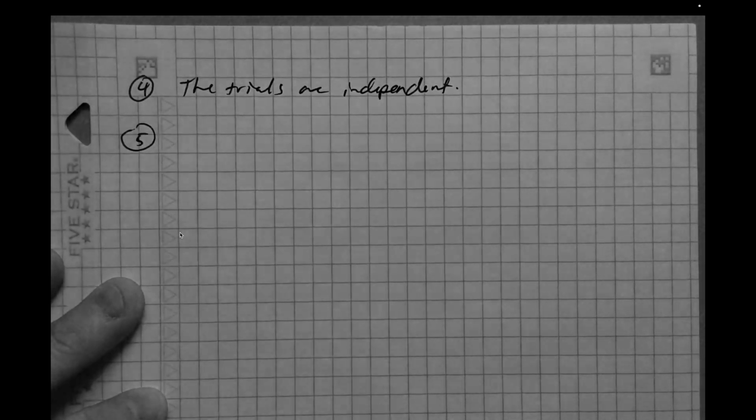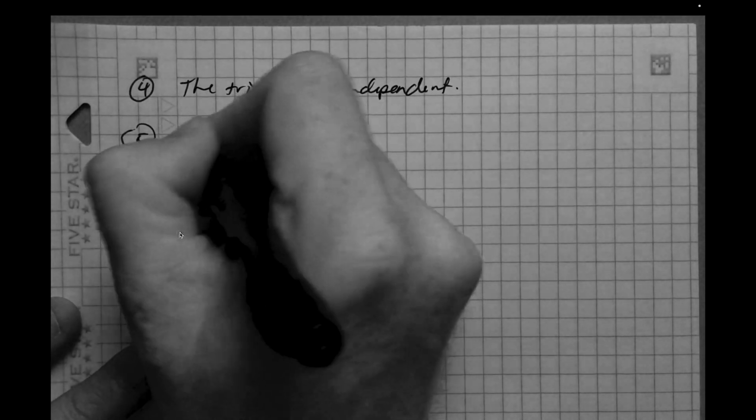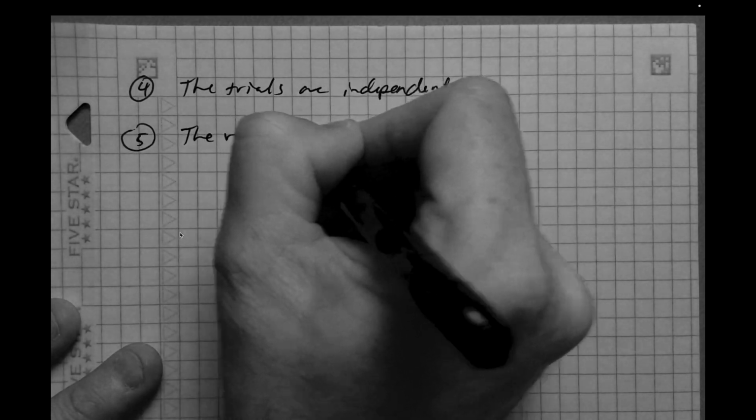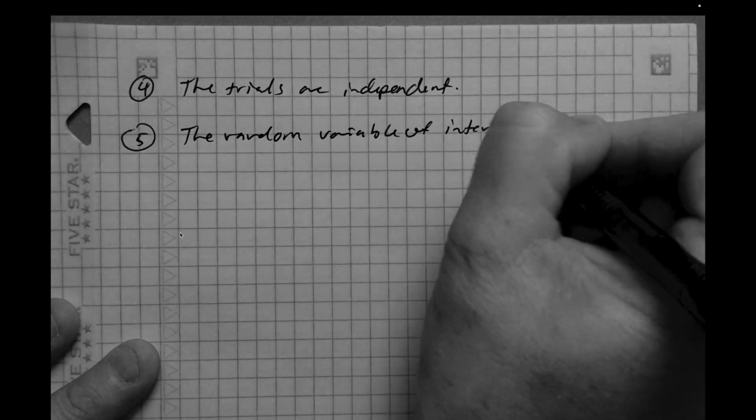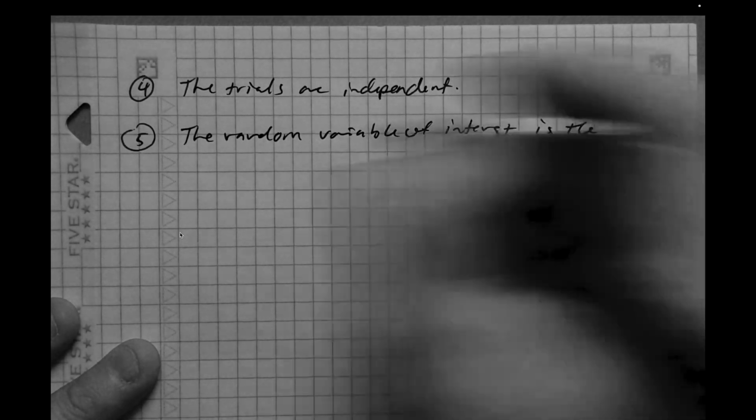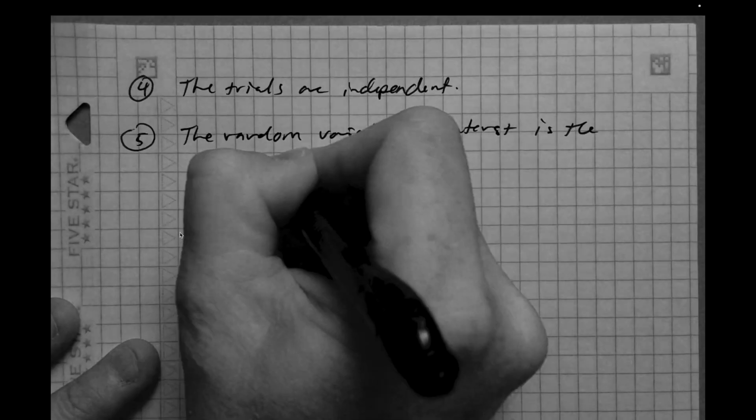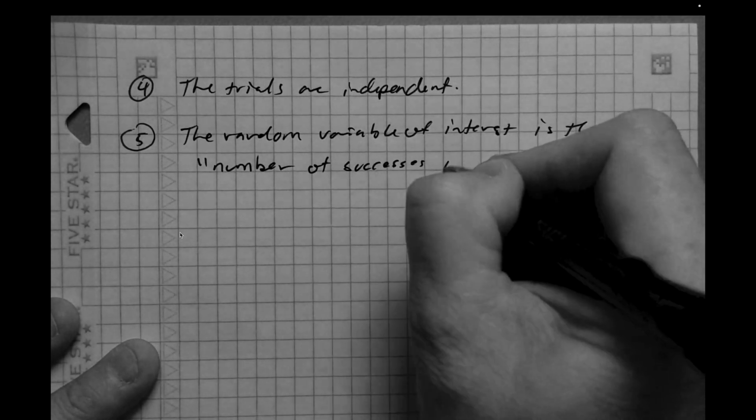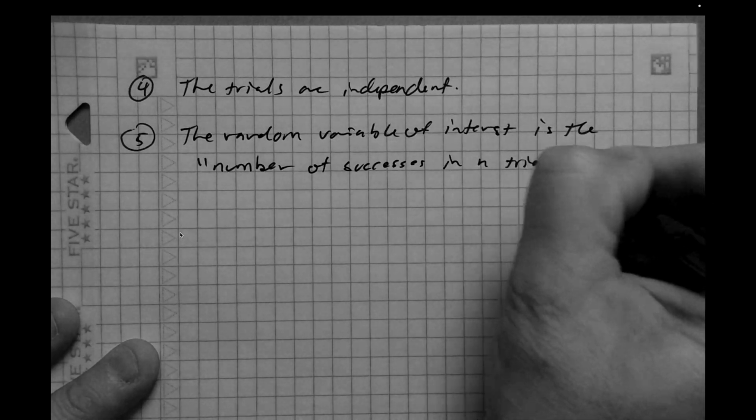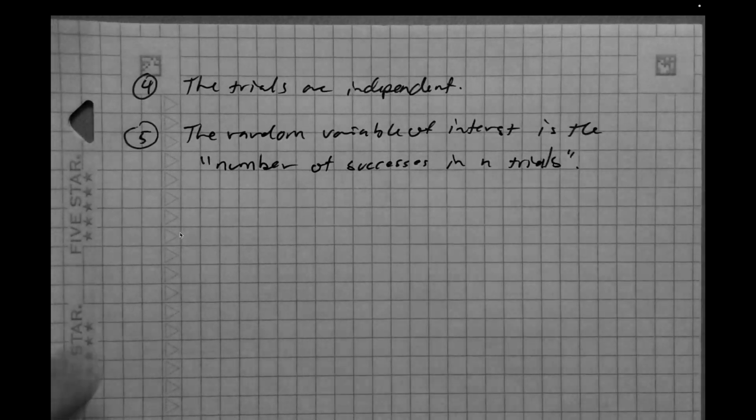And the 5th and final requirement is that the random variable of interest is the number of successes in n trials. So this is a new one. We haven't talked about this yet. The random variable of interest is the number of successes in n trials.